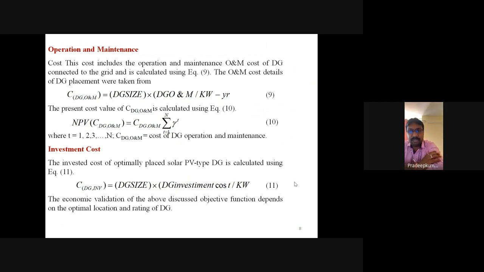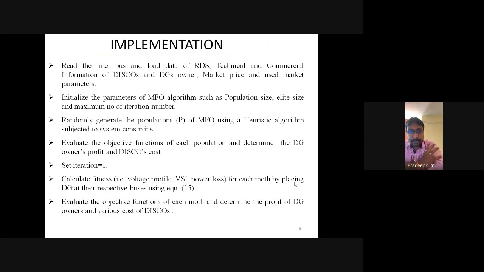Now, the economic validation of the above discussed objective function depends on the optimal location and rating of DC. The implementation plays a crucial role in solving this problem and improving the profit of DISCOs. Initialize the parameters of the moth flame optimization algorithm, such as population size, elite size, and maximum number of iterations. Randomly generate the populations, that is P of MFO, using a heuristic algorithm subject to the system constraints. Evaluate the objective functions of each population and determine the DC owner's profit and DISCO cost.